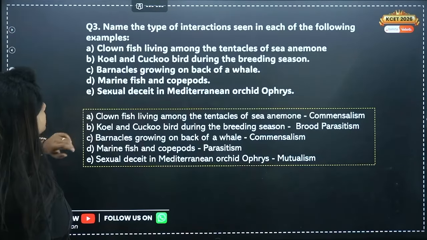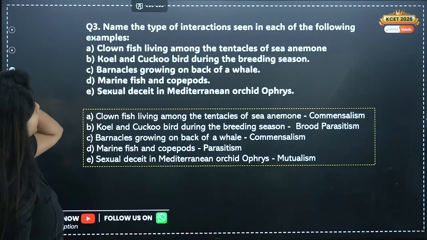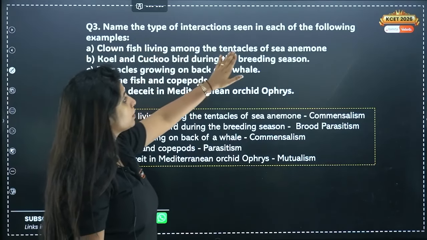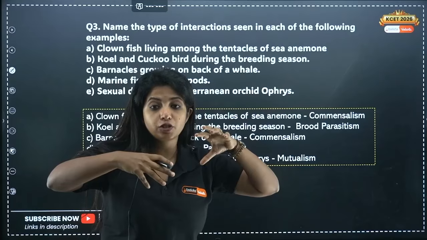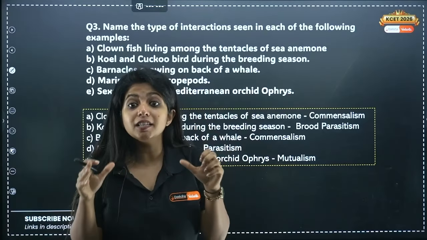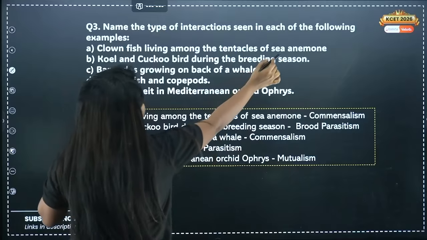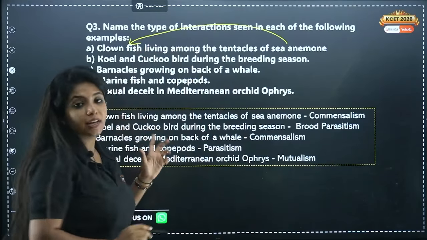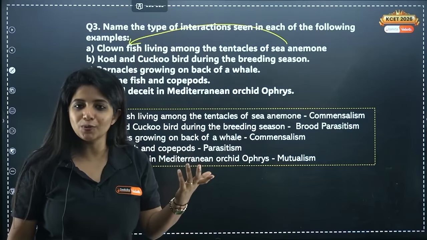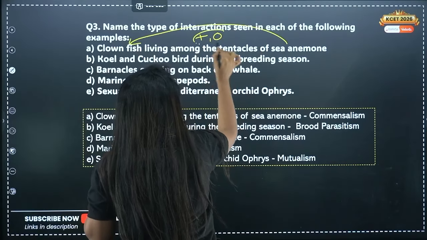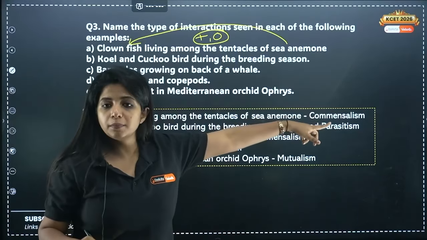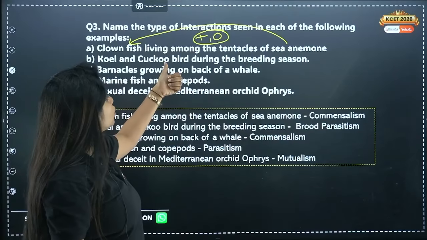Yes. Next, name the types of interactions seen in each of the following. Clownfish living among the tentacles of the sea anemone. Sea anemone have tentacles, and in between that the clownfish is living. Basically, these tentacles provide safety to the clownfish. Does the clownfish help the sea anemone? No. So one is getting benefit, the other is neither getting benefit nor getting harmed. It is commensalism. Next thing, koel and cuckoo bird.